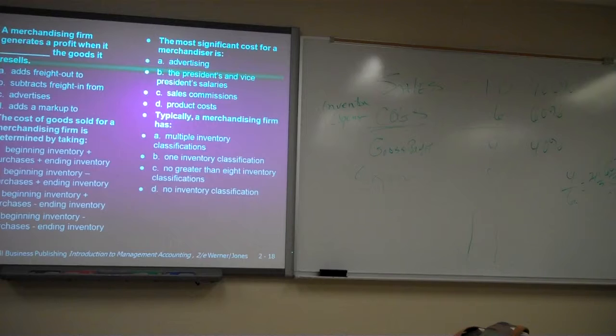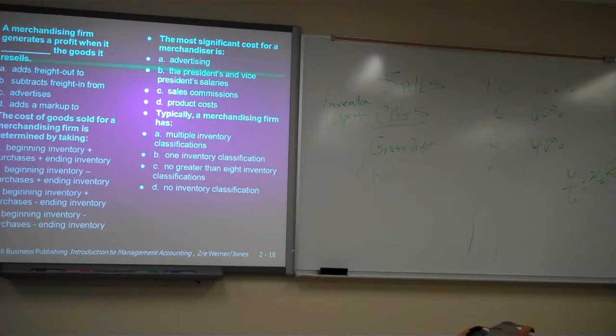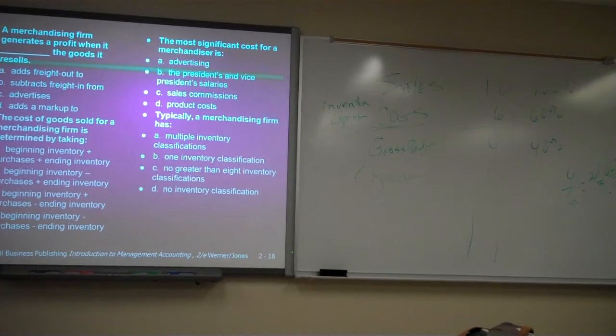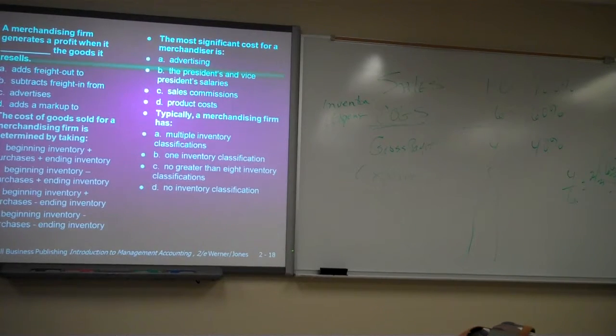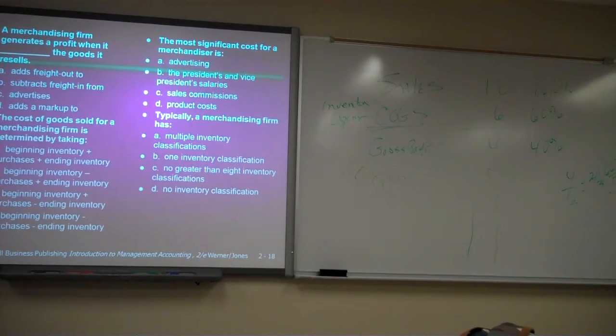So the cost of goods sold for a merchandising firm is determined by this basic logic. Beginning inventory plus purchases gives you your goods available. Take away your ending inventory because it didn't sell. It's still sitting on the shelves, right? Those tennis shoes you see and those hats you see when you walk into those cool hat stores, they haven't been sold yet. That's their inventory. But beginning inventory plus purchases less ending inventory gives us our cost of goods sold.